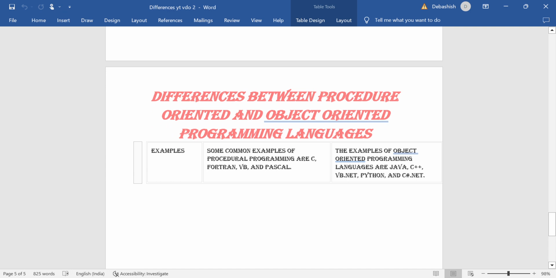So, we have now learned about the differences between procedure-oriented and object-oriented programming languages.